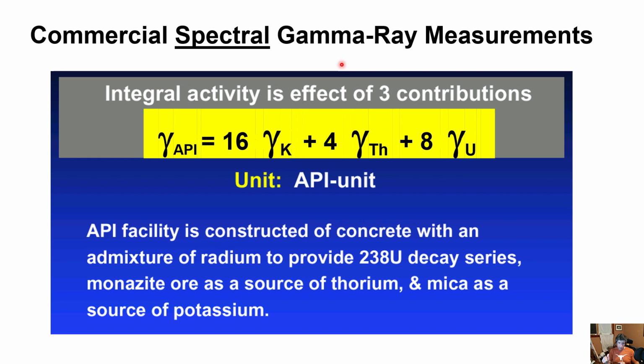The new tool, spectral gamma ray log, is separated with three scintillators, and each one of them is tuned to have a particular window. And the window is going to capture gamma rays for that particular energy window that corresponds to the gamma rays for potassium, one for thorium, and one for uranium. So this is a different tool.